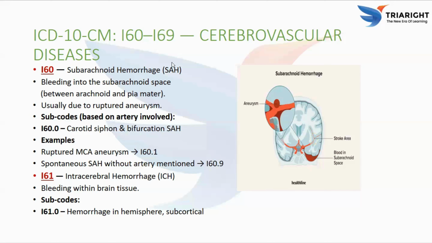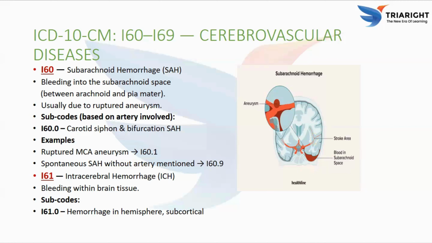On the right side, you can see the picture of the subarachnoid hemorrhage. What does this image show? It shows the aneurysm on a cerebral artery, blood leaking into the subarachnoid space, and a stroke area indicating the irritation and pressure from the blood spread. This helps you visualize why subarachnoid hemorrhage causes a sudden severe headache, that is, a thunderclap headache.